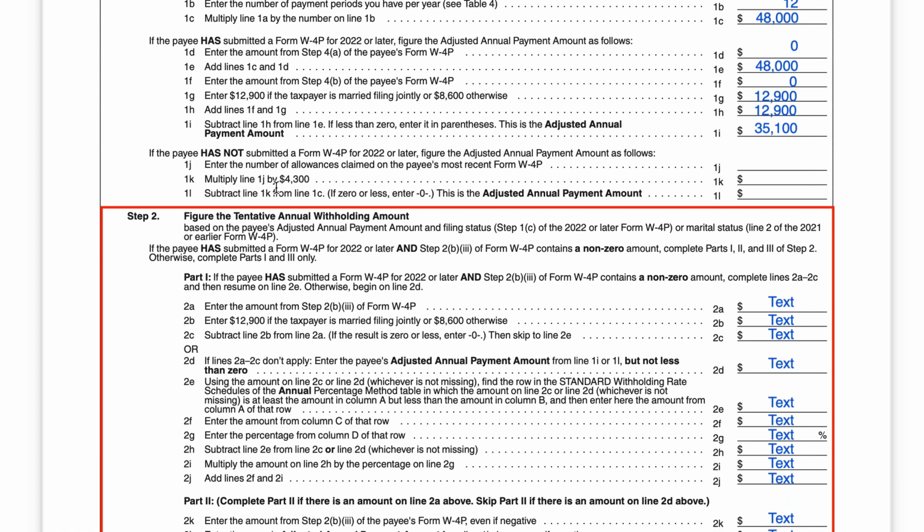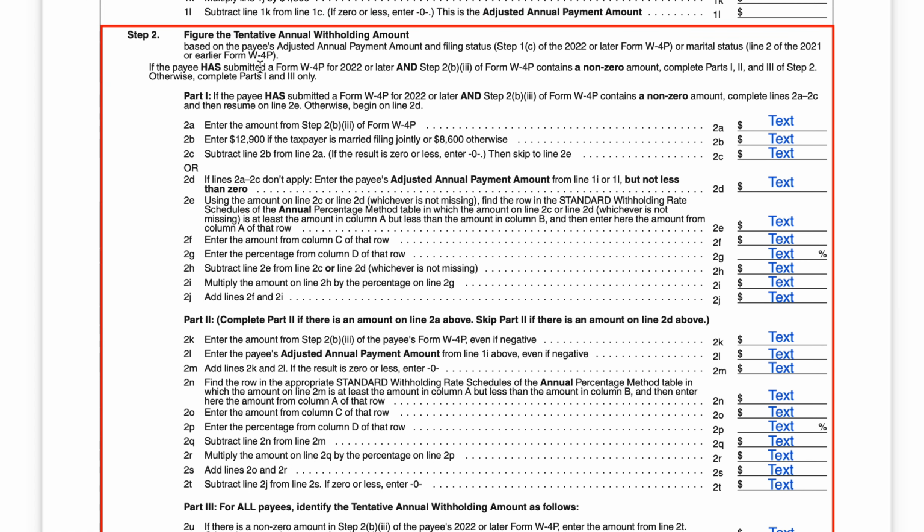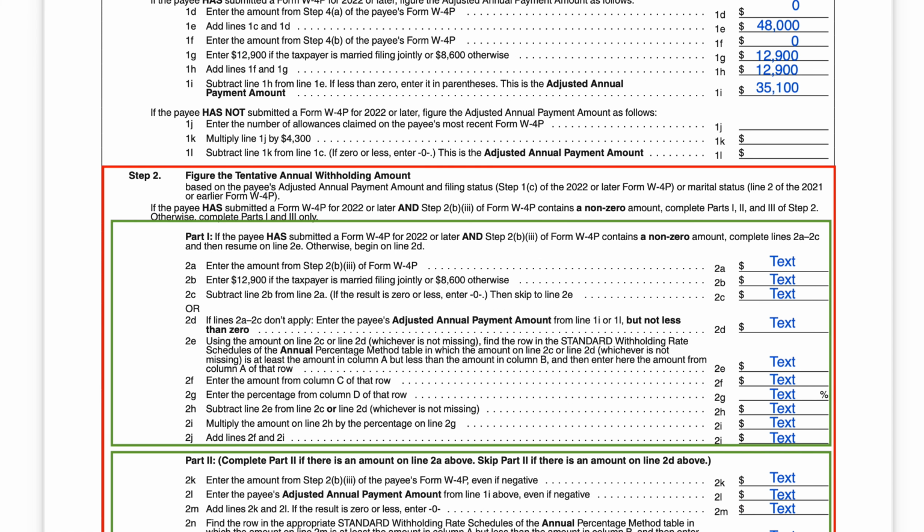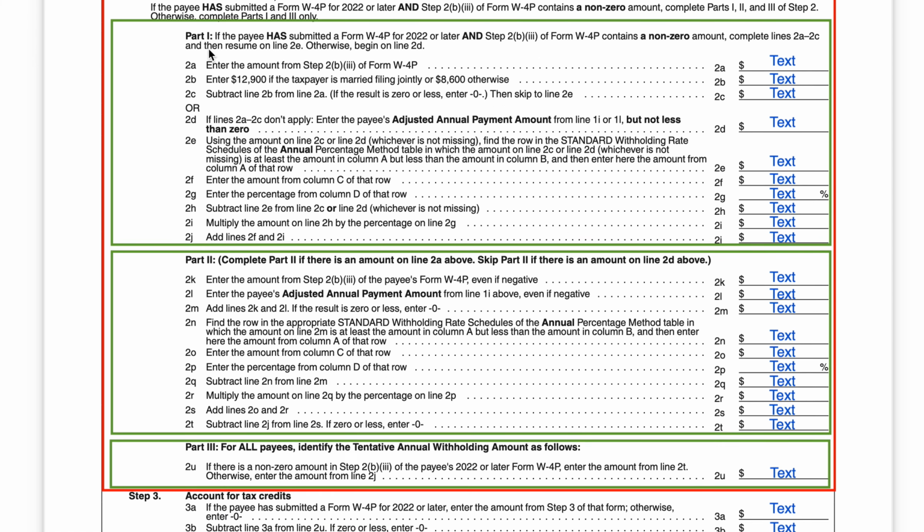So now we're on to step 2. Step 2 is figure the tentative annual holding amounts, and that is broken down into 3 parts. Part 1, again, if the payee has submitted a Form W-4P for 2022 or later, and step 2B3 contains a non-zero amount, then you would complete lines 2A through 2C and then resume on line 2E. So let's isolate part 1 because we'll use this information to populate parts 2 and parts 3 in just a moment.